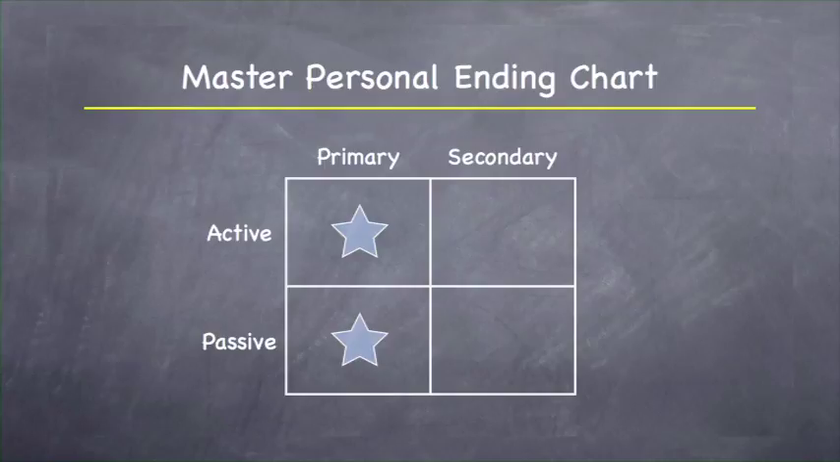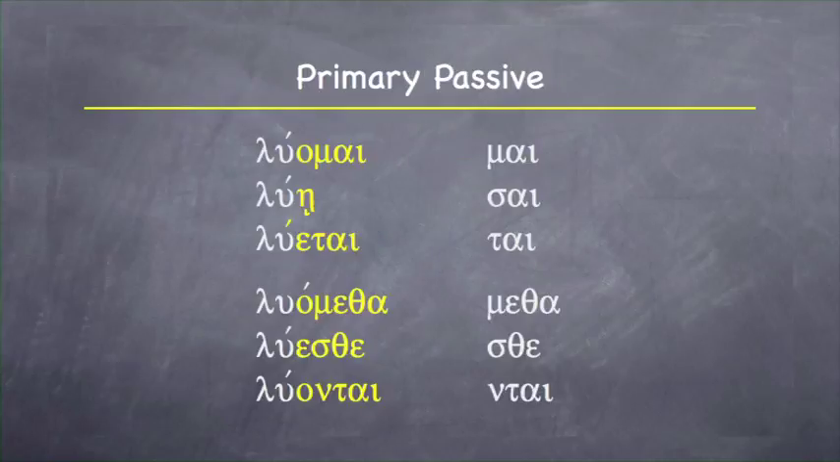Okay. What are those primary passive personal endings? They are mai, psai, tai, metha, sthe, ntai, with the connecting vowel, omai, a, atai, omatha, esthe, ontai, with luo, luomai, lue, luetai, luomatha, luesthe, luontai.